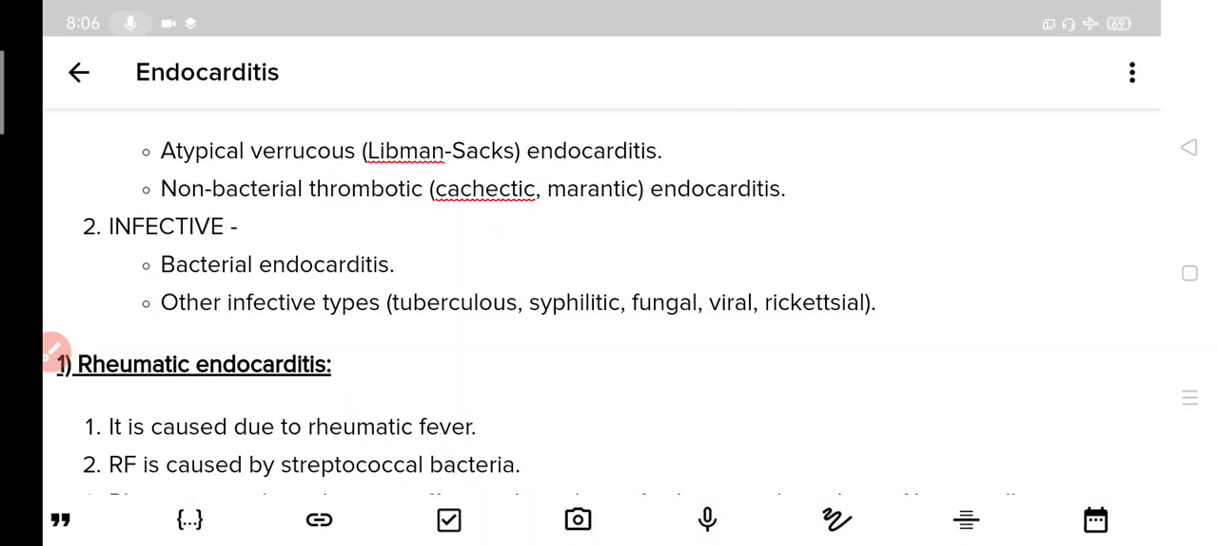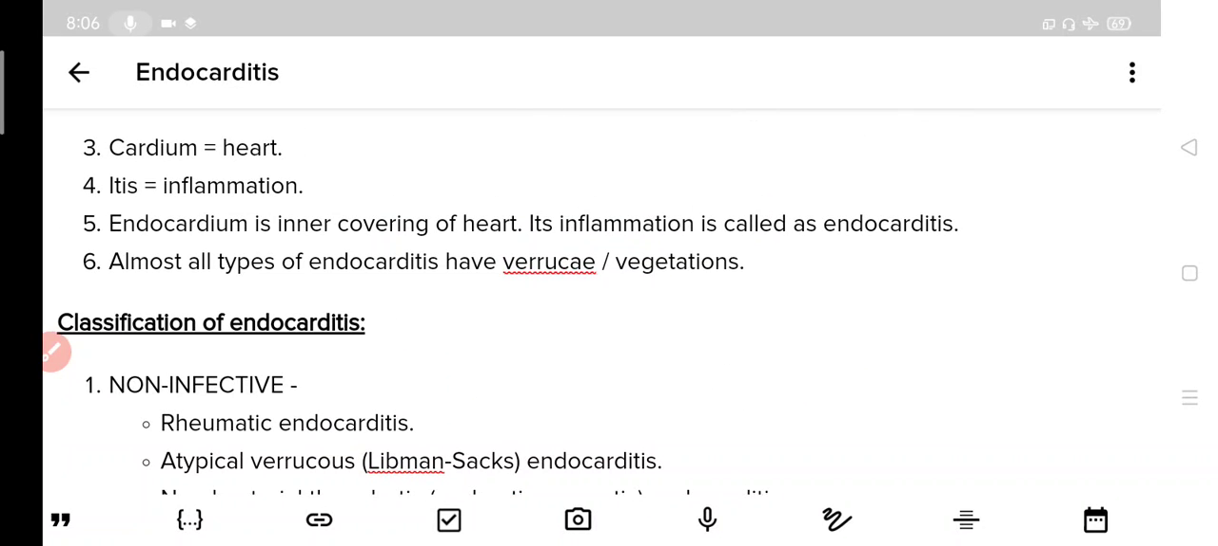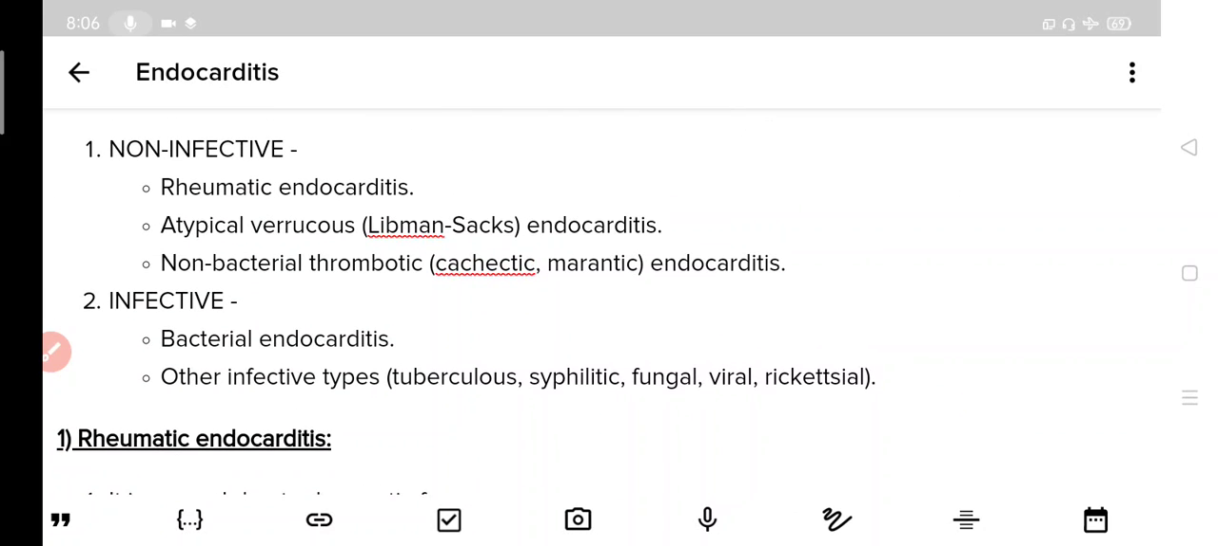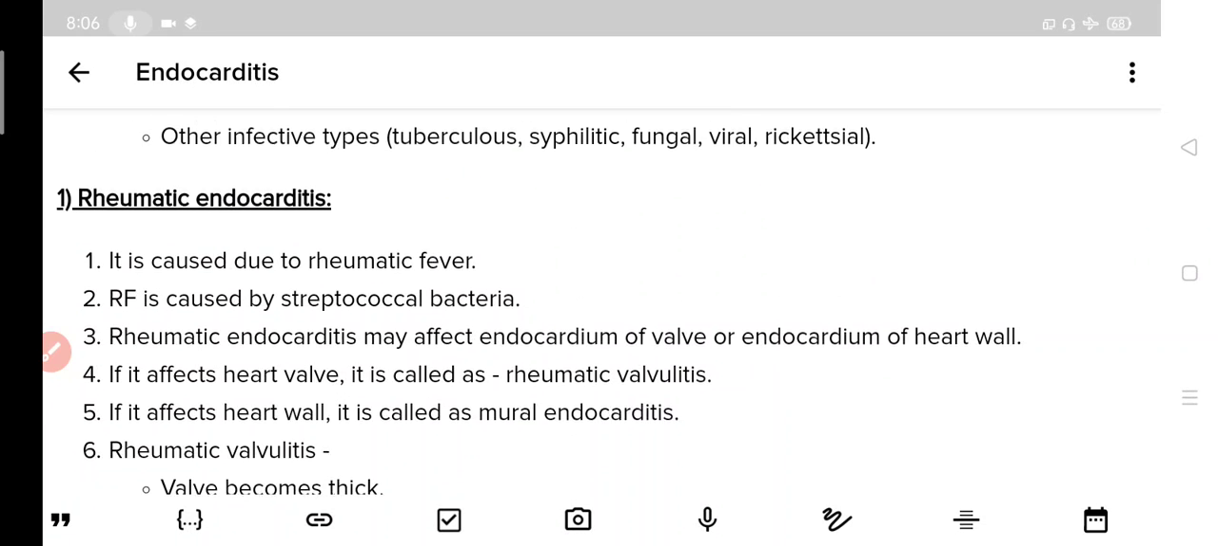In the previous lecture, we have seen that endocarditis is classified mainly as non-infective and infective types. We have already studied rheumatic endocarditis, typical verrucous endocarditis and non-bacterial thrombotic endocarditis. All these three types come under non-infective endocarditis, and in this lecture we will look at infective types. Infective types are classified as bacterial and other infective types other than bacterial. So, let us continue.